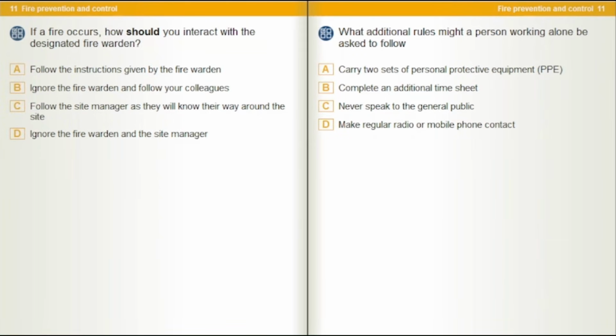What additional rules might a person working alone be asked to follow? Carry 2 sets of personal protective equipment, PPE. Complete an additional timesheet. Never speak to the general public. Make regular radio or mobile phone contact.